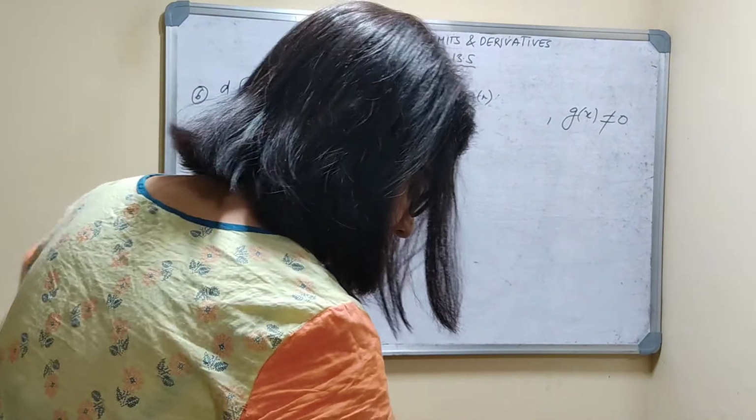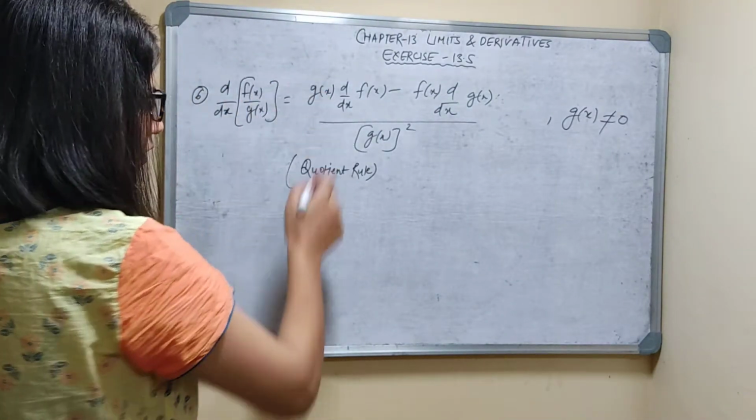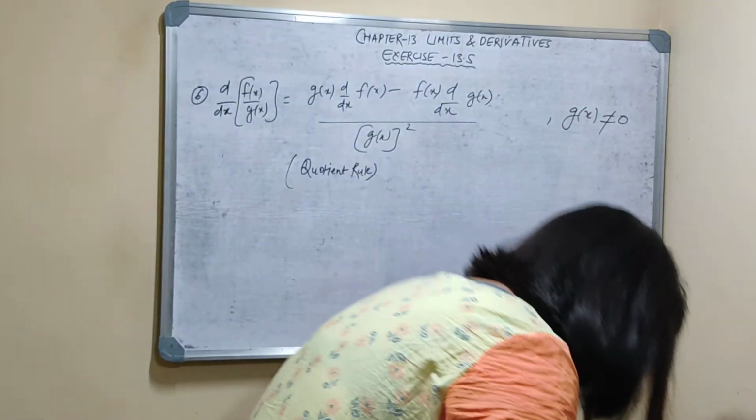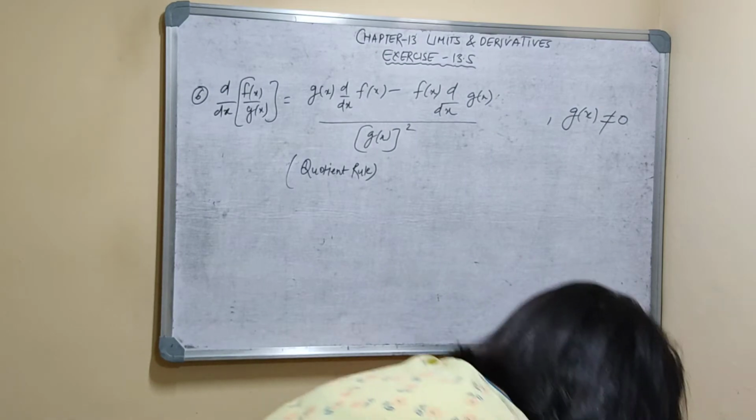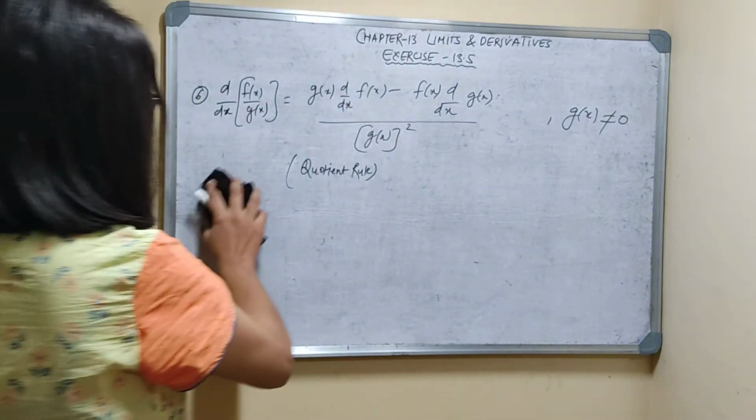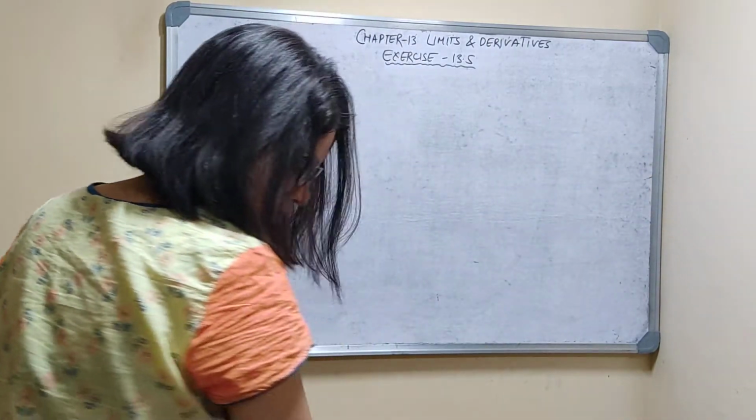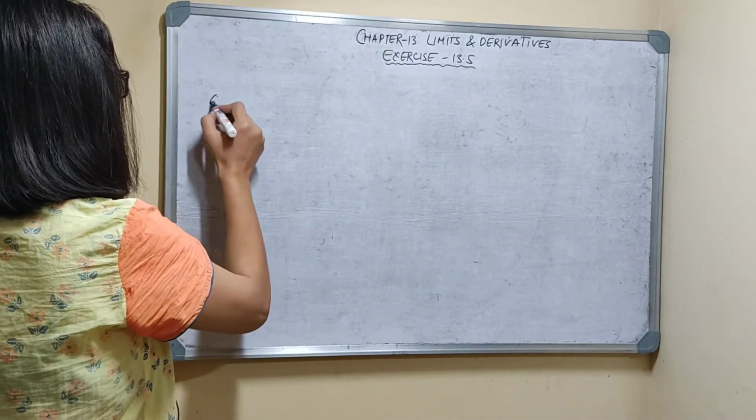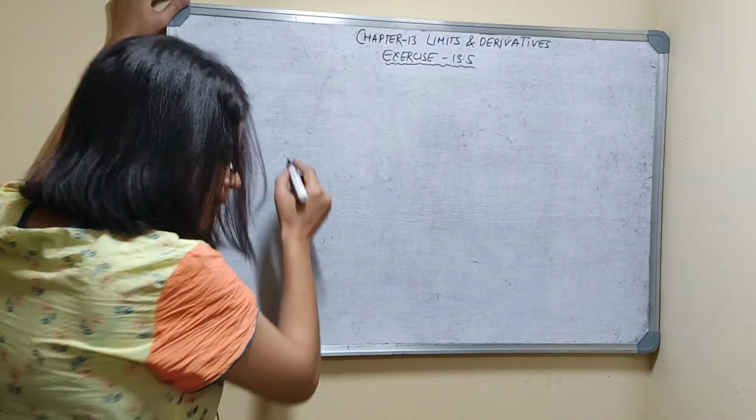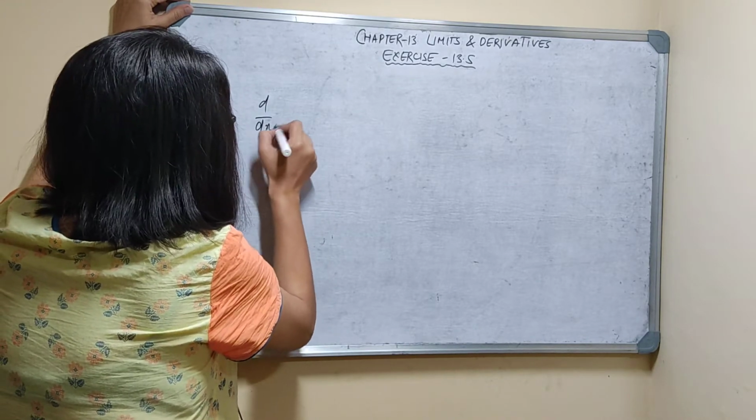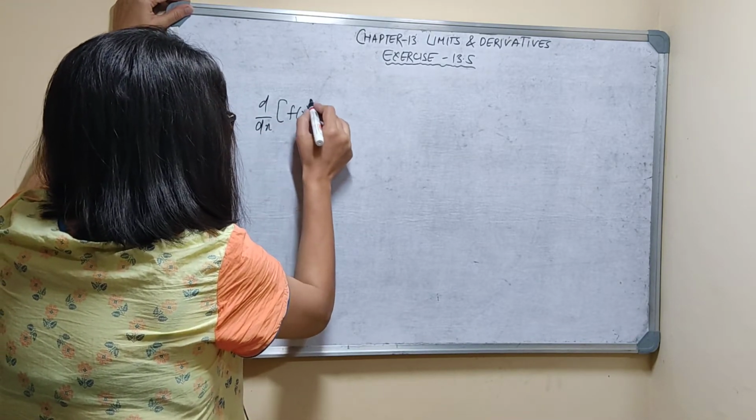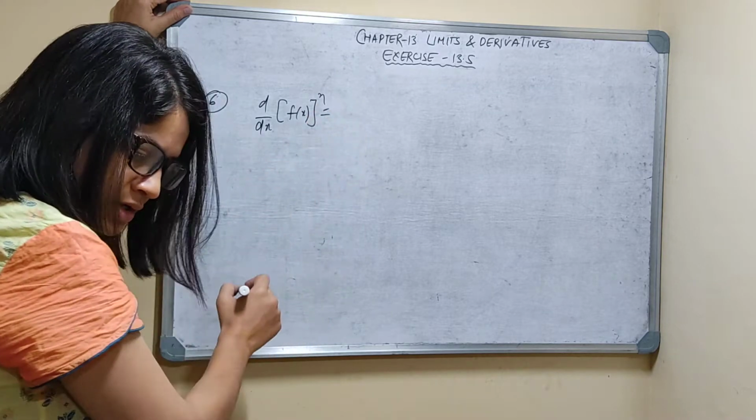Now d by dx of these, all we did from the algebra of derivatives. All six are clear. Now the next one, d by dx of f(x) power n is equal to what?